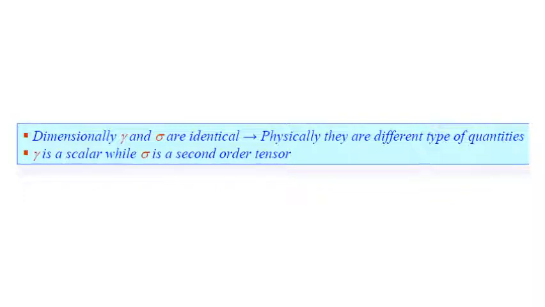We can say that dimensionally sigma and gamma both are identical. Physically, they are different types of quantities. Gamma is a scalar while sigma is a vector quantity. That is the difference between these two. Otherwise, both give the same results.